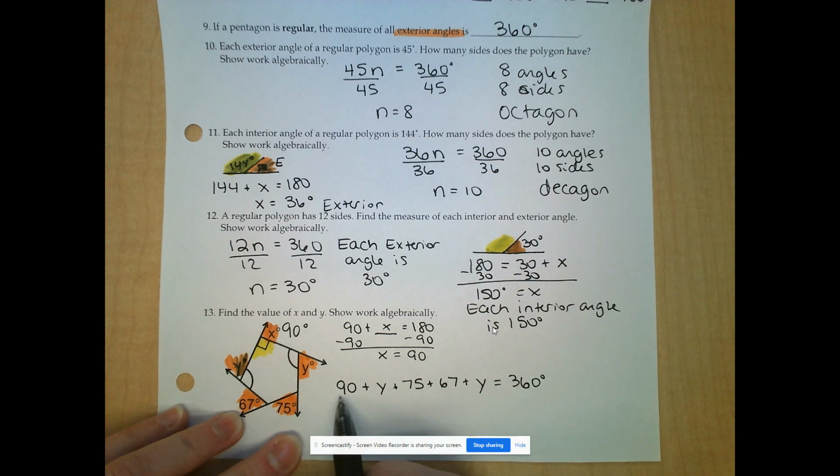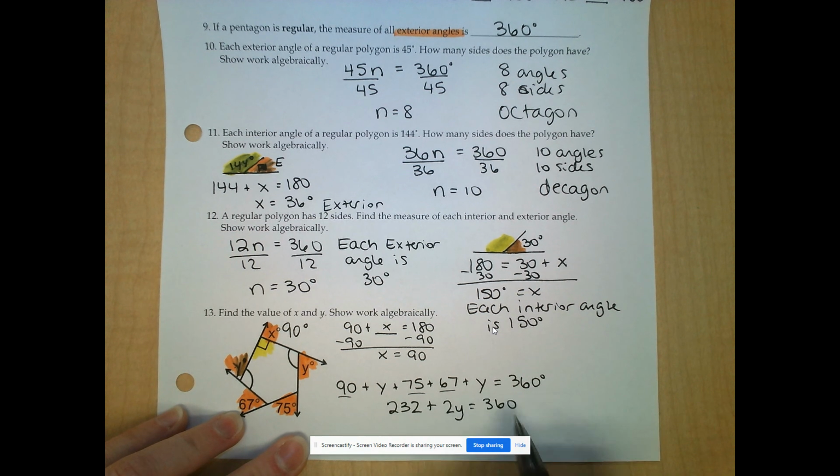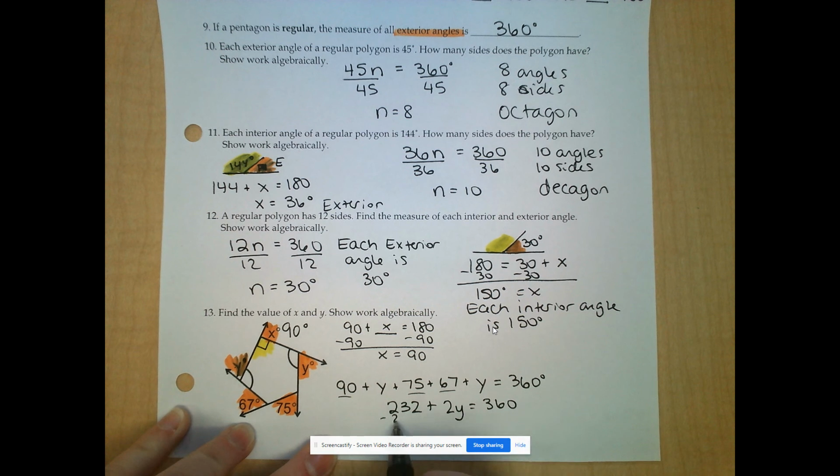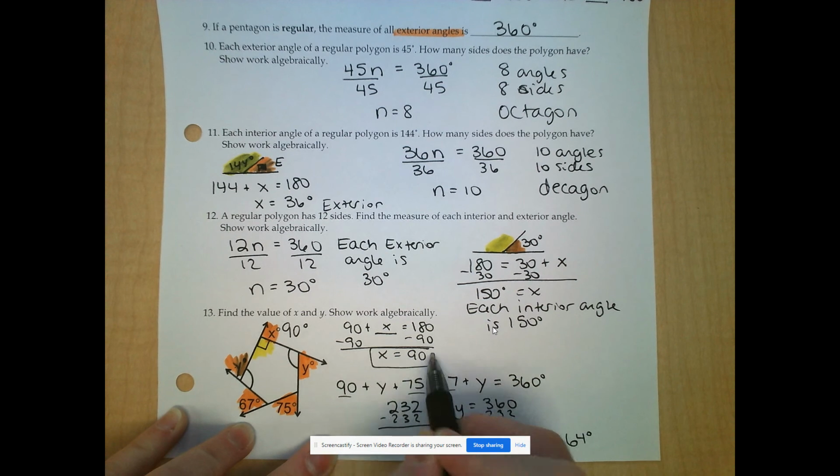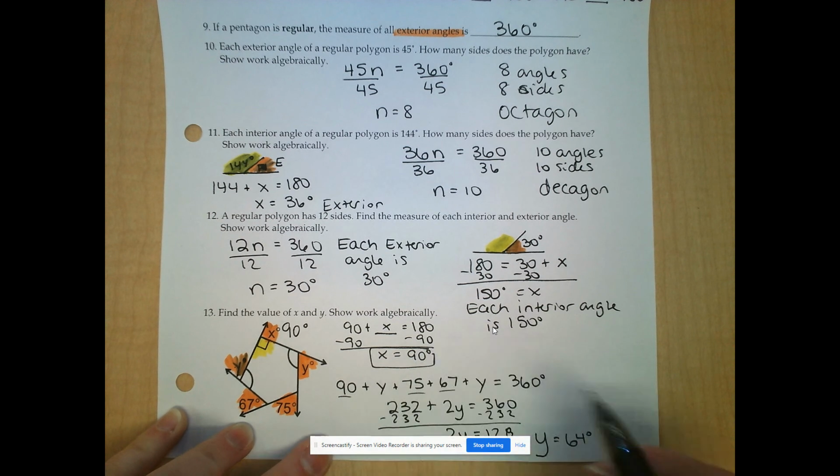If I add up the ones I know, the 90, the 75, and the 67, they add up to 232, plus y and y would be 2y equals 360. I would take away the 232 from both sides, and I would have 2y equals 128. Divide by 2, divided by 2. The missing y has to be 64 degrees. So the two missing angles, angle x was 90 degrees, and missing angle y, 64.